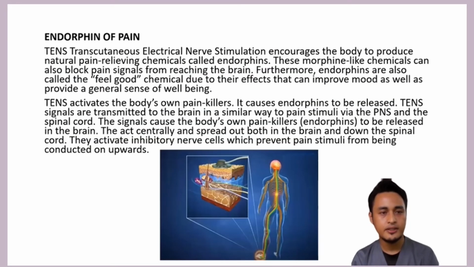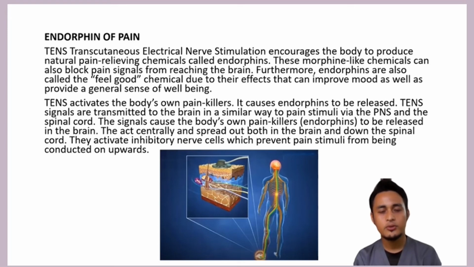For endorphins and pain, transcutaneous electrical nerve stimulation encourages the body to produce natural pain-relieving chemicals called endorphins. This morphine-like chemical can also block pain signals from reaching the brain. Furthermore, endorphins are also called the feel-good chemical due to their effect that can improve mood as well as provide a general sense of well-being.